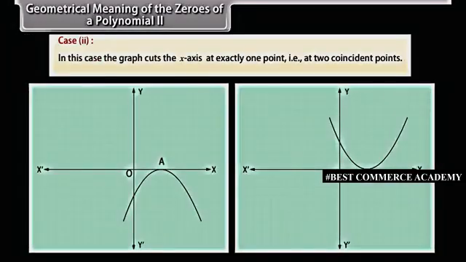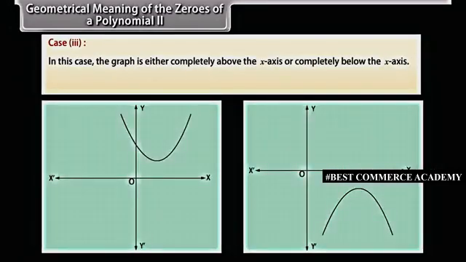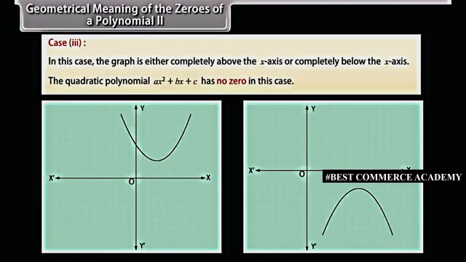Case 2. In this case, the graph cuts the x-axis at exactly one point, that is, at 2 coincident points. The 2 points A and A bar of case 1 coincide here to become one point A. Case 3. In this case, the graph is either completely above the x-axis or completely below the x-axis. It does not cut the x-axis at any point. The quadratic polynomial ax square + bx + c has no zero in this case.